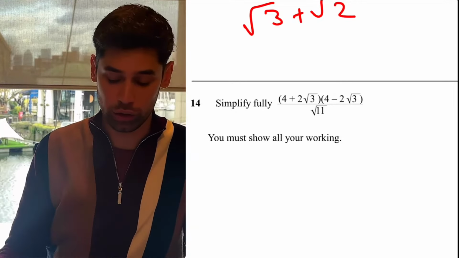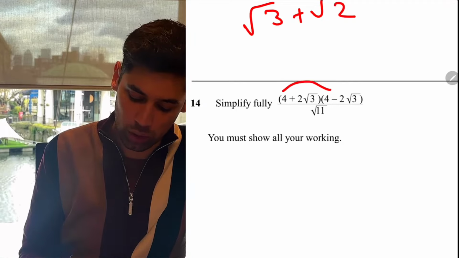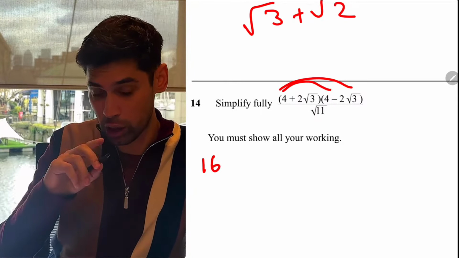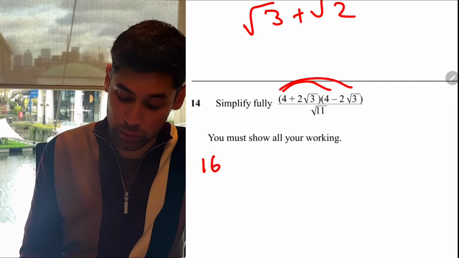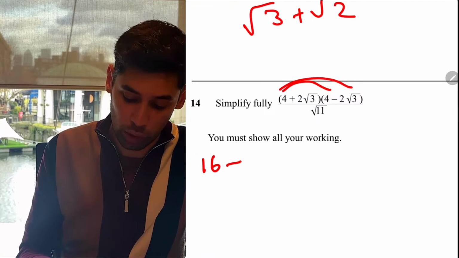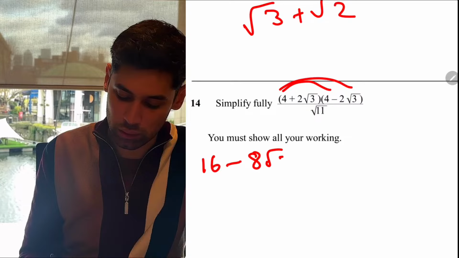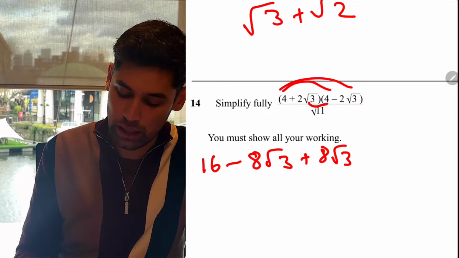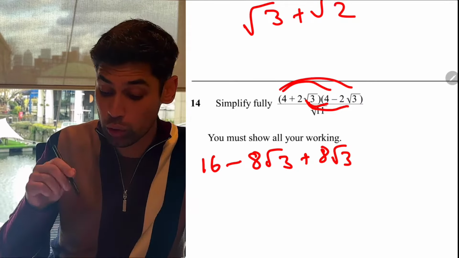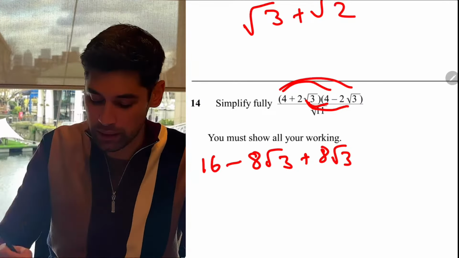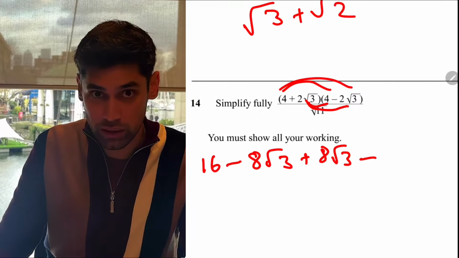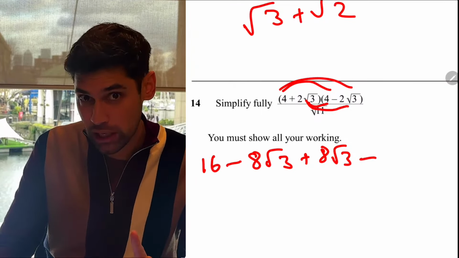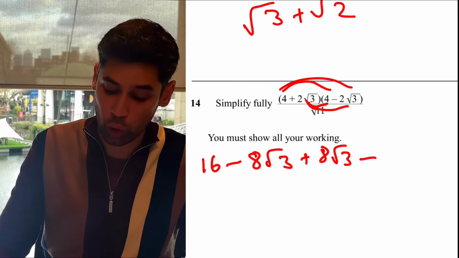So let's times out this bracket on top. So 4 times 4 is 16. 4 times minus 2 root 3. This is a little bit complicated now. So the number goes with the number. So we know it's going to be a negative because it's positive times negative. So minus 8 root 3. 2 root 3 times 4 is plus 8 root 3. And 2 root 3 times negative 2 root 3. Be really careful about this. It's going to be negative because it's positive times negative. 4 from the 2 times 2. And a 3 from the root 3 times root 3.